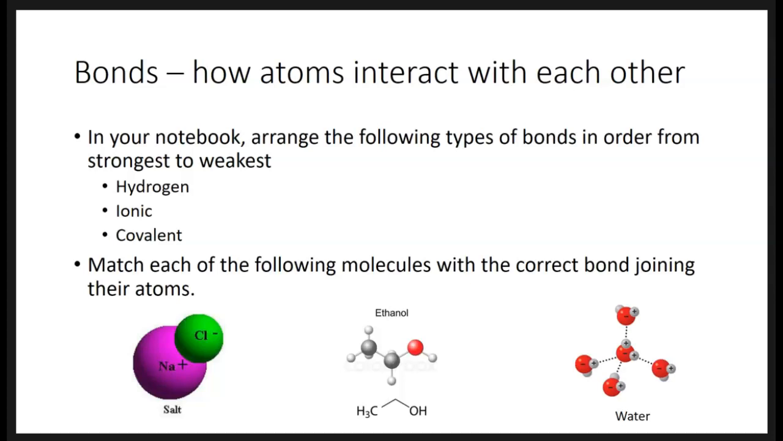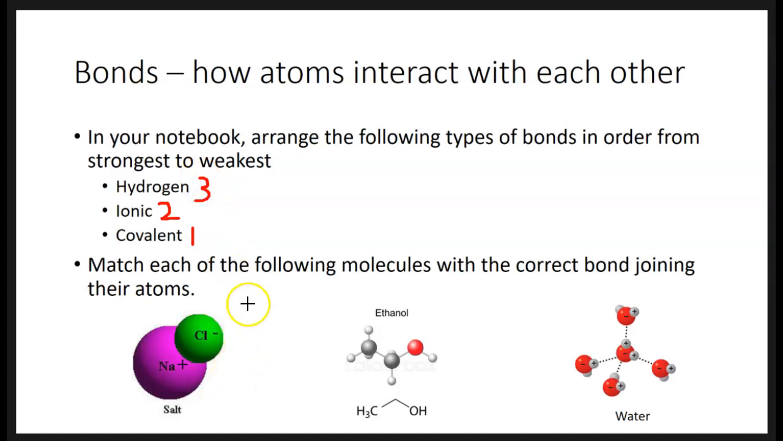So, in your notes, arrange the following types of bonds in order from the strongest to the weakest: hydrogen, ionic, and covalent. Which one is the strongest? Covalent's the strongest, ionic's the second strongest, and hydrogen's the weakest.